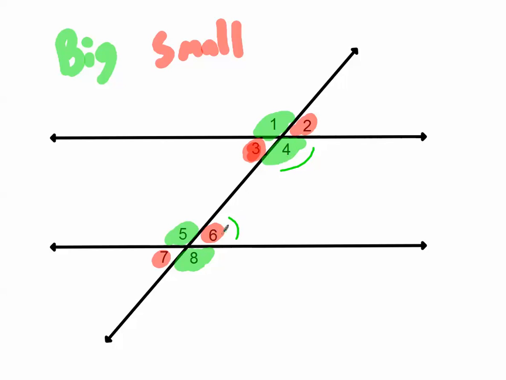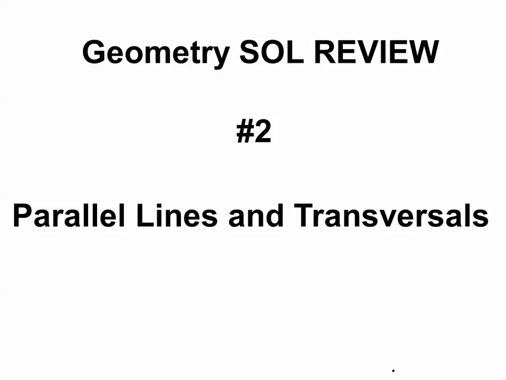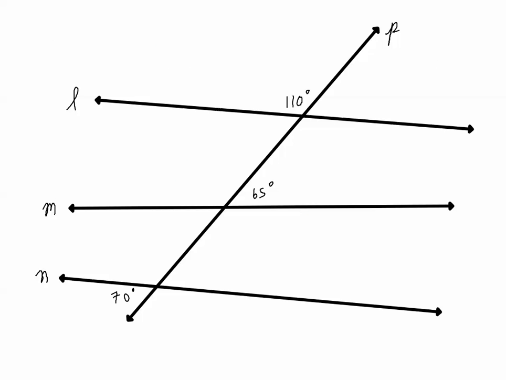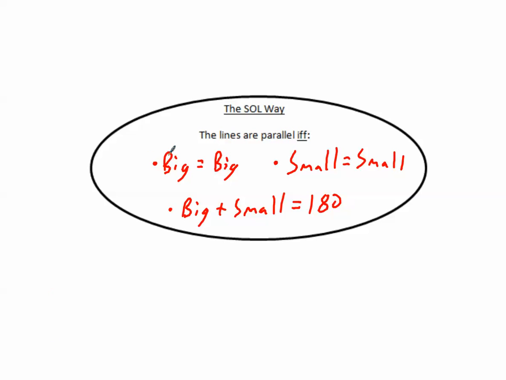One's bigger than 90, one's smaller than 90, but they will always add up together to be 180. Similarly, are linear pairs, like 7 and 8. They're right next to each other. They share the line. One big, one small equals 180. So again, you can remember the math way, or we can remember the SOL way. Big equals big, small equals small, big plus small equals 180. Let's try this, thinking along these lines.